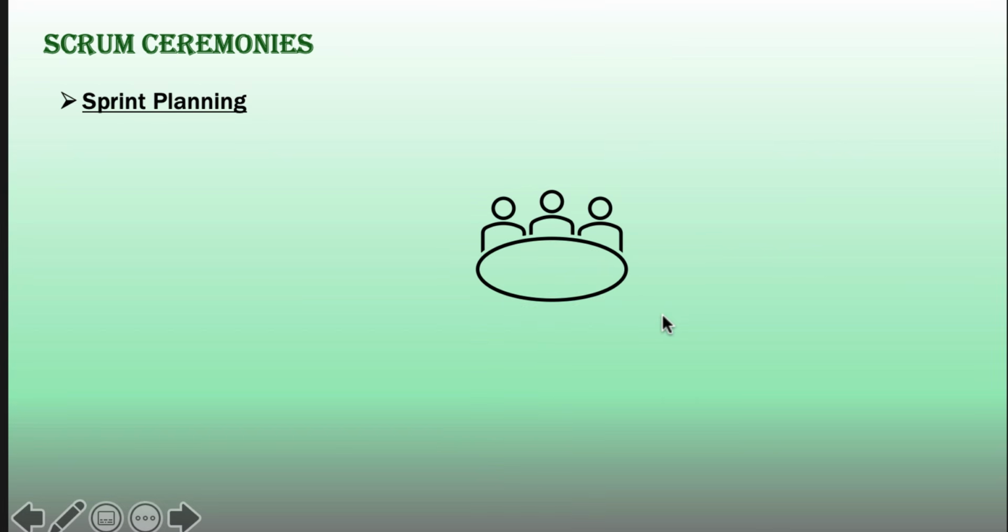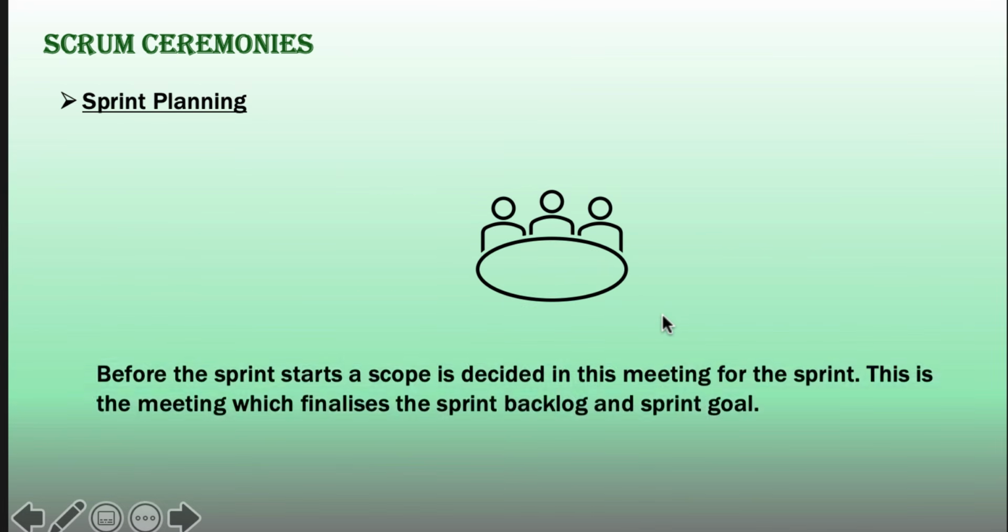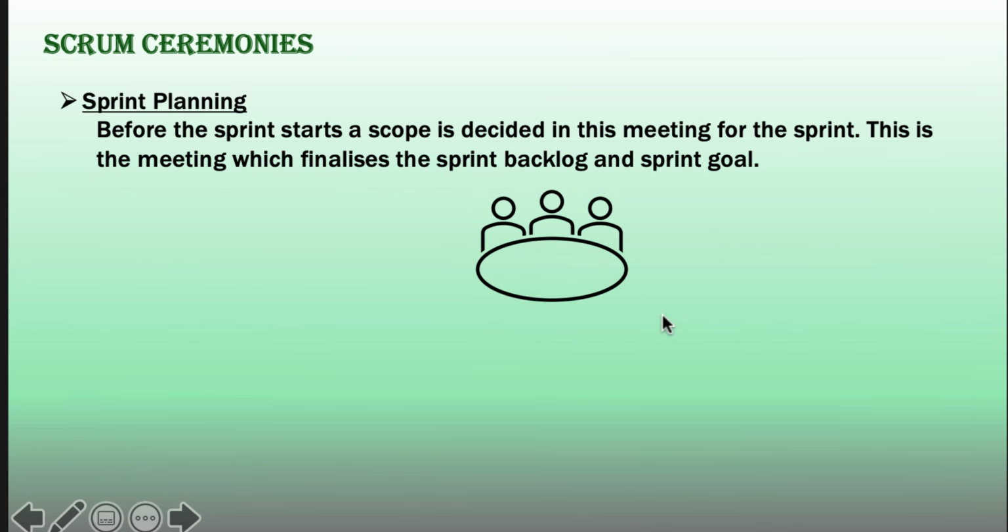Sprint Planning. Before the sprint starts, team decides to discuss the scope of the sprint in a sprint planning meeting. This meeting finalizes sprint backlog and sprint goal.